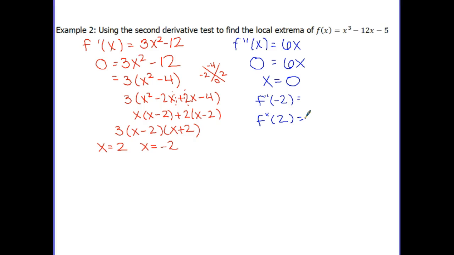The second derivative at negative 2 will be negative 12, therefore less than 0. The sign of the second derivative at positive 2 will be 12, so greater than 0. So that means since negative 2 is negative on the second derivative, then we have a max on the original.